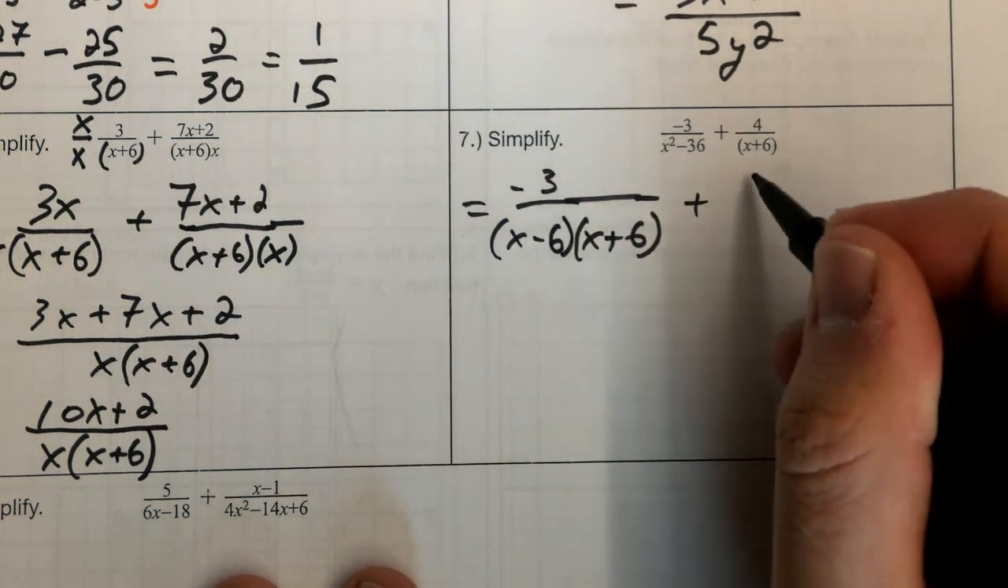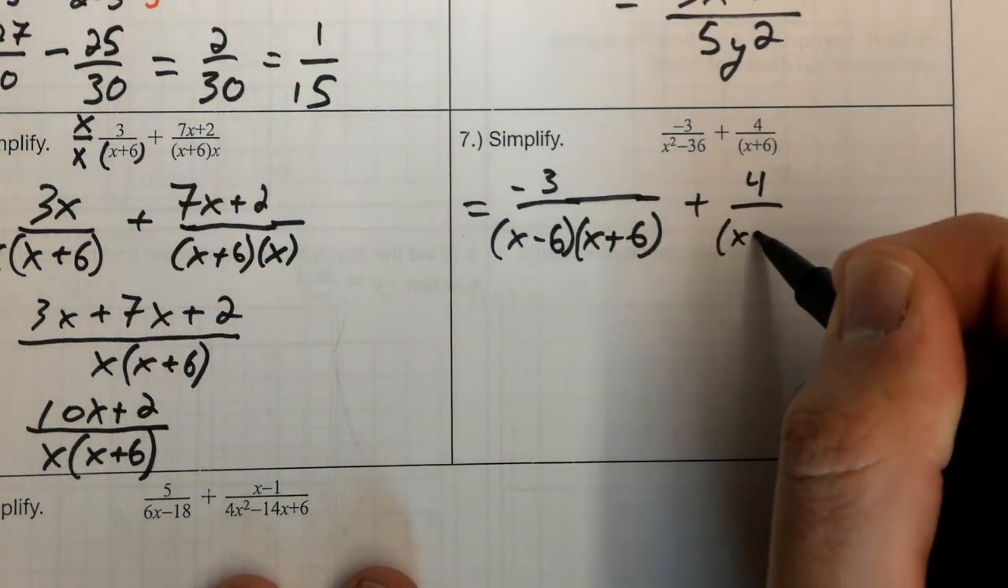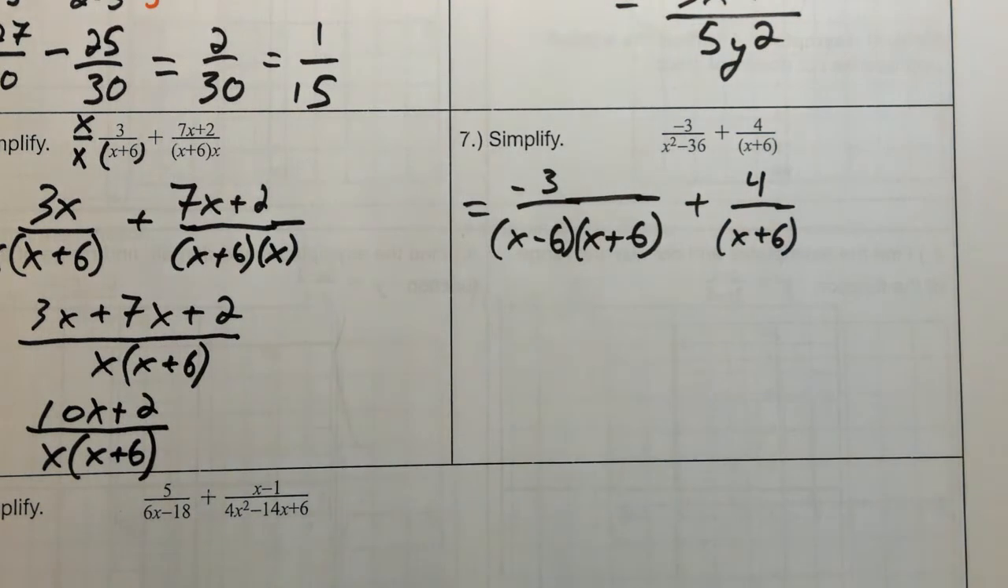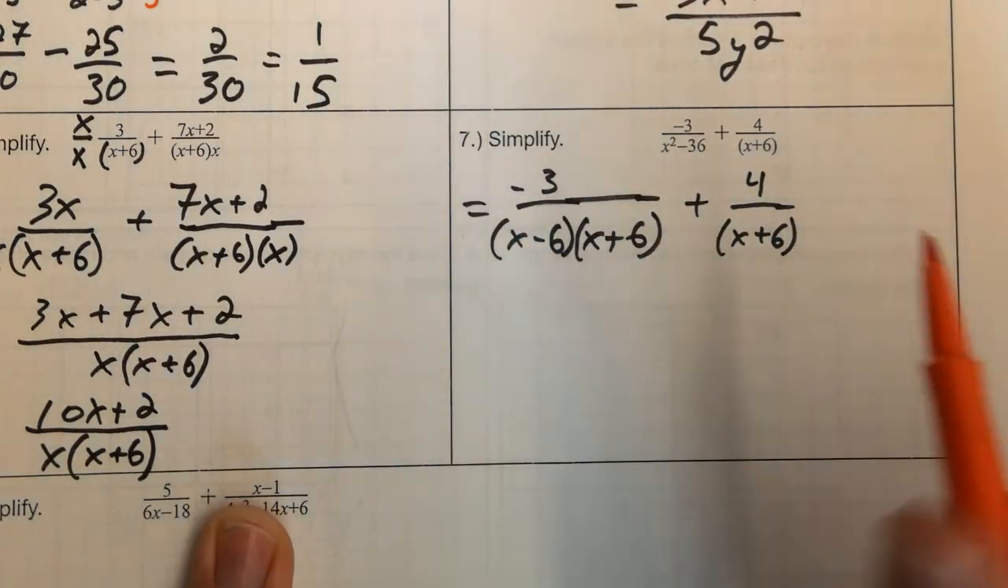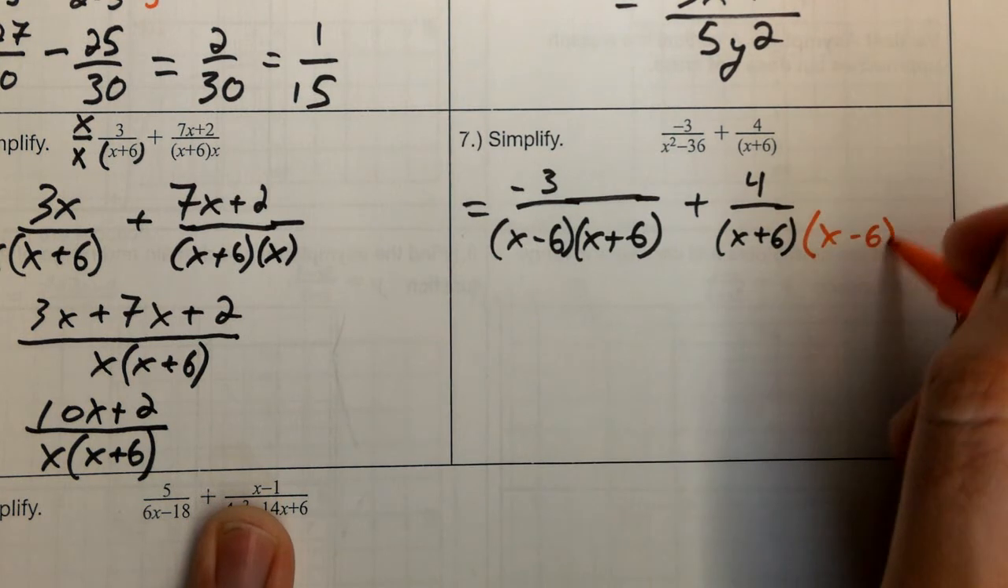And this is going to be plus 4 over x plus 6. And what I notice right away is that this fraction here has an x plus 6 but is missing an x minus 6. So I will multiply by x minus 6 over x minus 6 here.